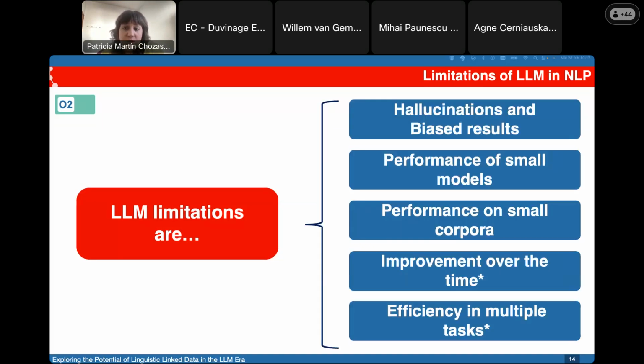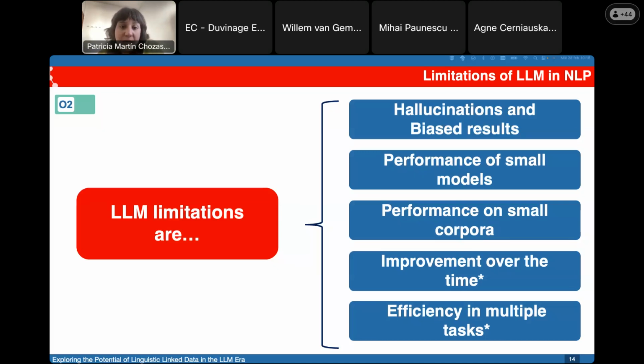The issues of hallucinations and biased results are commonly known by researchers, but we can also find a lack of accuracy, especially in the performance of smaller models, and also in the performance of large language models over small corpora. And let's stop here a moment, because the two limitations I want to mention are the same as the two benefits I mentioned before. And why is this?